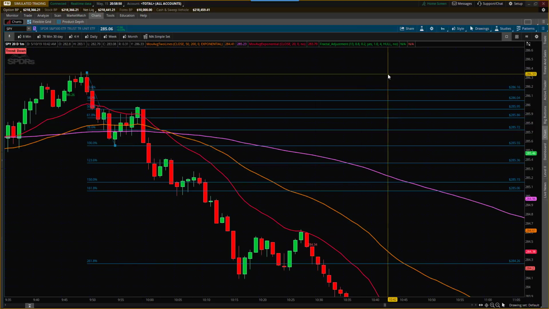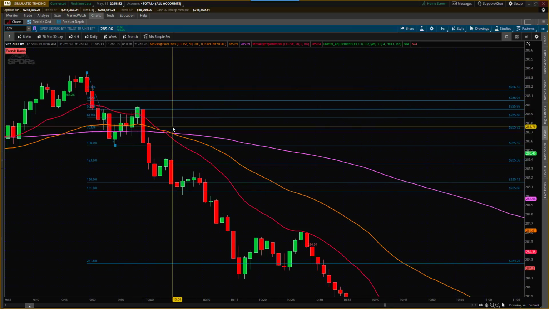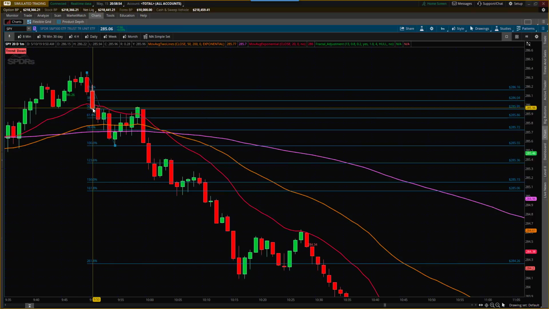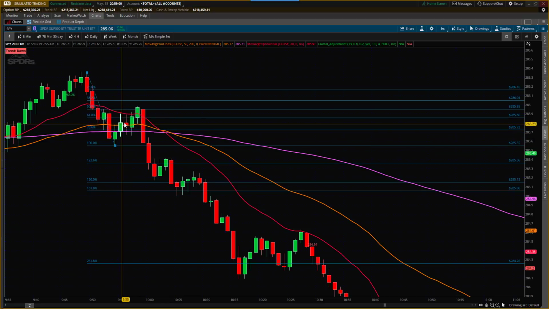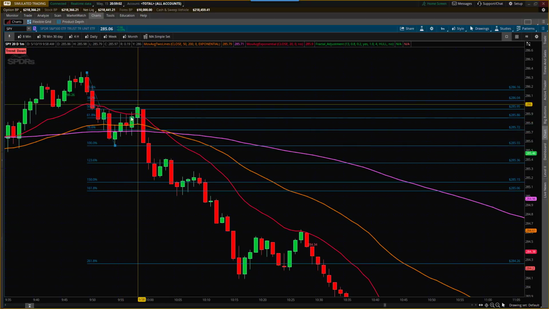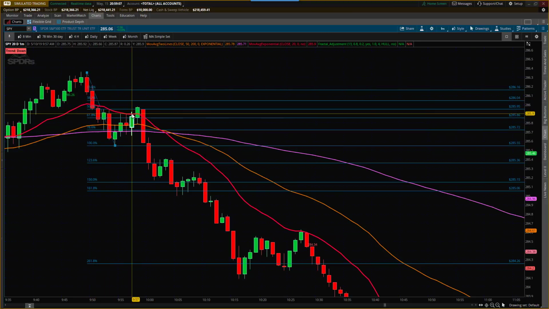Am I zoomed in too tight? This is a 1 minute chart. These are 1 minute candles. I've got 6 minutes of data here. Now I've got 10 minutes of data total right here. And I'm asking, am I measuring in too small of a spot? Yeah, I think we are.